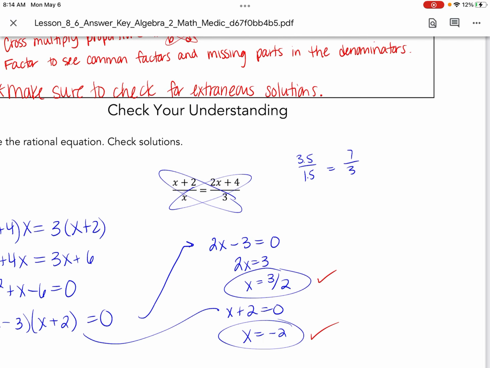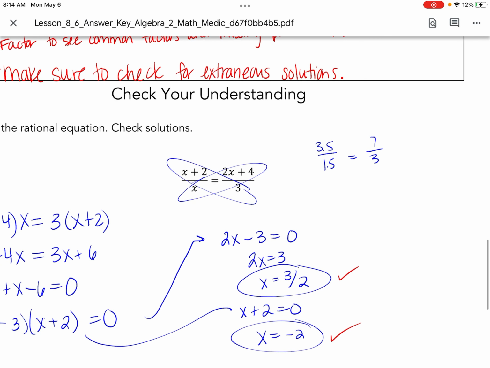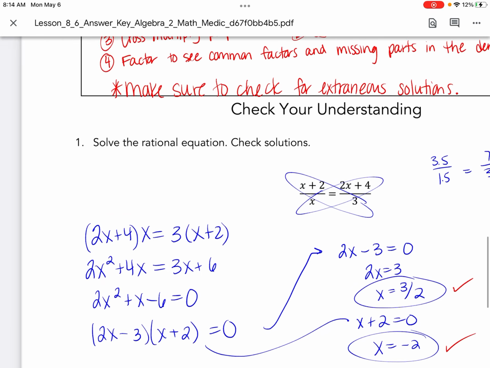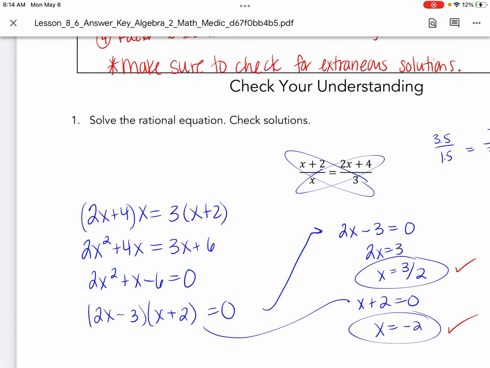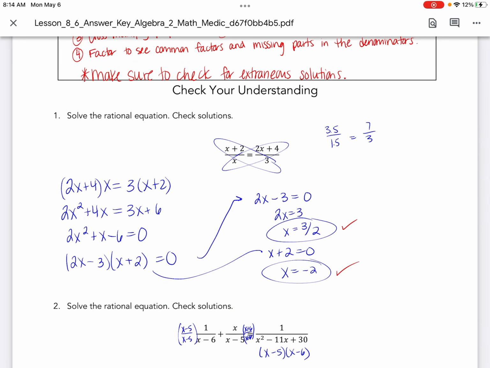All right, so for this one, you wanted to use the butterfly method. So when you use the butterfly method, you ended up with 2x plus 4 times x equals 3x plus 2. You multiplied that through, you factored it, you ended up with two factors. So I end up with 2x minus 3 equals 0, or x equals 3 halves. If I substitute that back in, it works fine. My other one is x plus 2 equals 0. If you substitute that back in, that's fine too, as x equals negative 2.